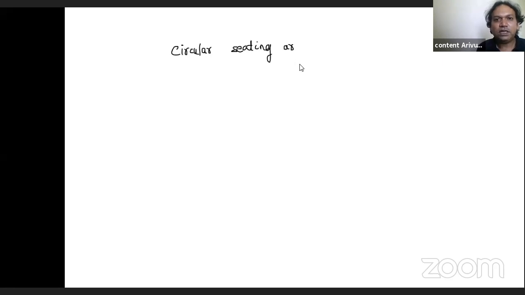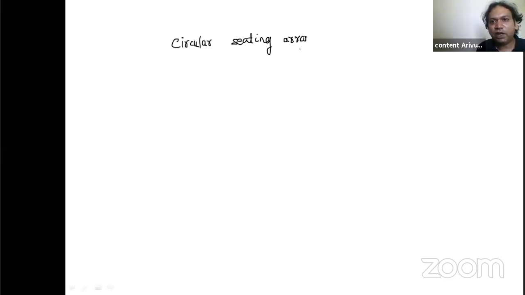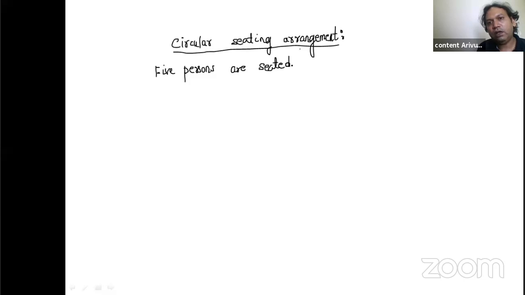So let's look at circular seating arrangement. After this, we'll take a break, and after the break, we'll come back and start solving questions. Circular seating arrangement means arrangement around a circle. So, for example, five persons are there. I'm not going to create the whole question here. Now you know how to approach it one by one. So just to show you: five persons are seated around a circle, facing the center.